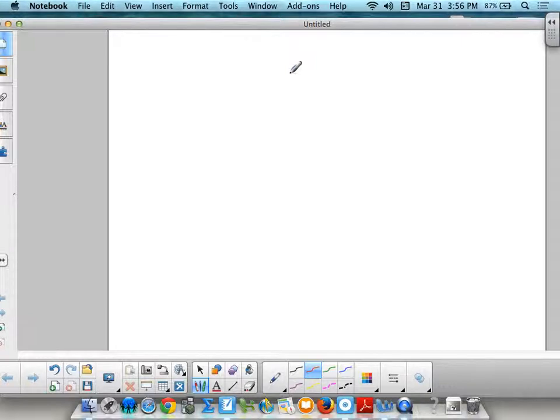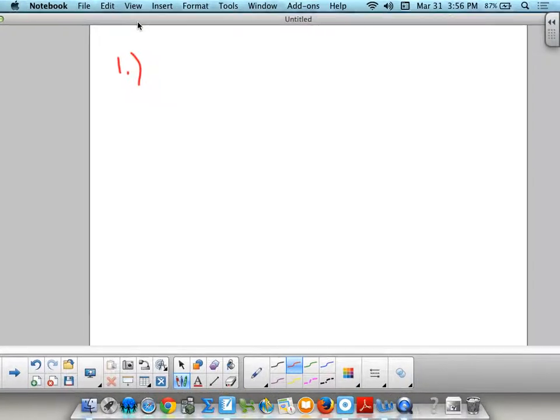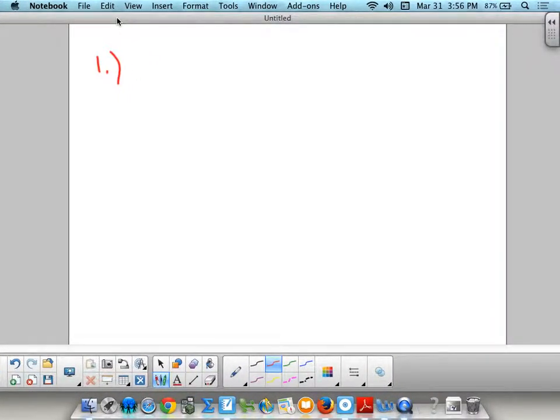This is worksheet 10.1 to 10.3. We have a quiz tomorrow, so let's be ready. All right, number 1. They want the angle of inclination, and they want it for 1, 2, 3, and 4.